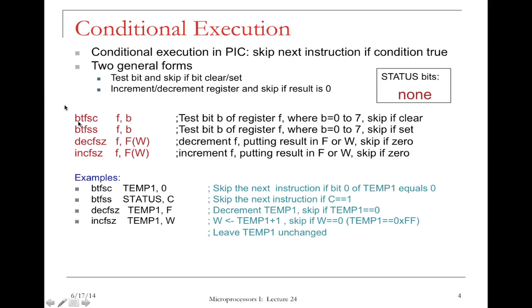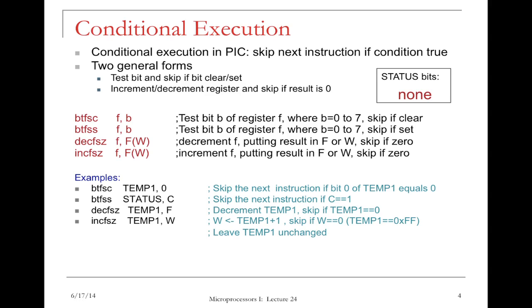Let's read this again. Bit test a register, skip if that bit is clear. And that's the meaning of BTFSC. Now it takes two operands. First is the register, this lowercase f. You need to replace it with a real register. Second operand is B. This is a number.